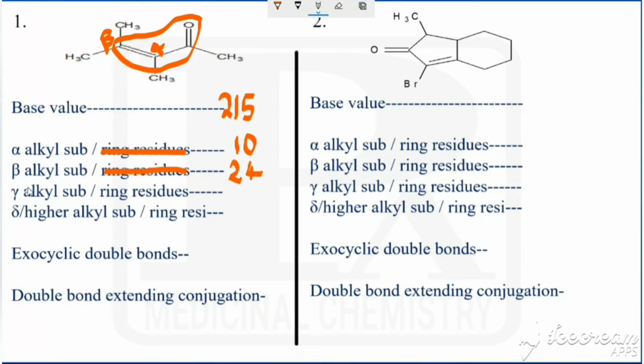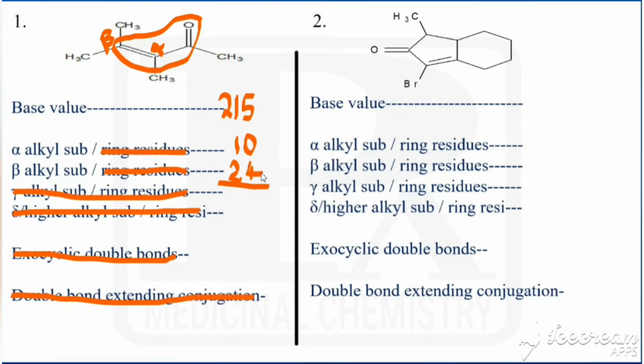It does not have gamma or delta substituents. Since it is an acyclic one, it does not have an exocyclic double bond. It has only one double bond and one carbonyl, so there is no double bond extending conjugation. So we have to add only these. What is the value? 215 plus 10 plus 24 is 249 nanometers. That would be the lambda max for this structure.